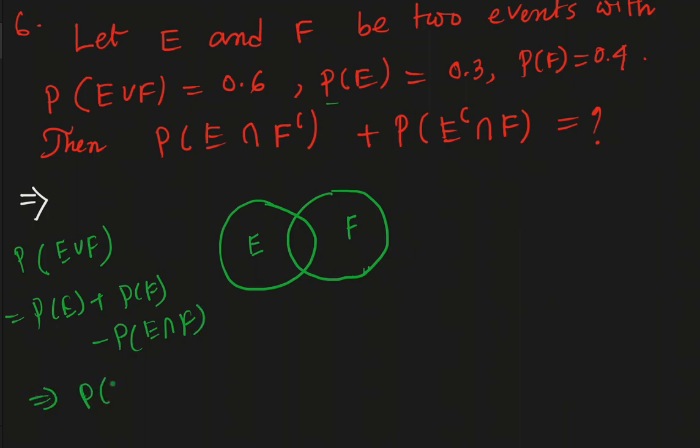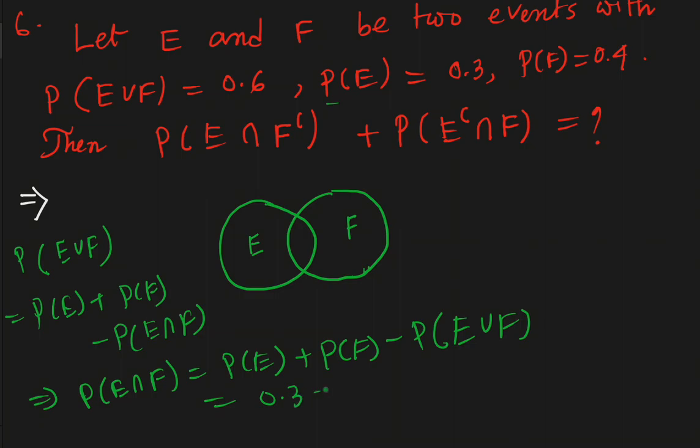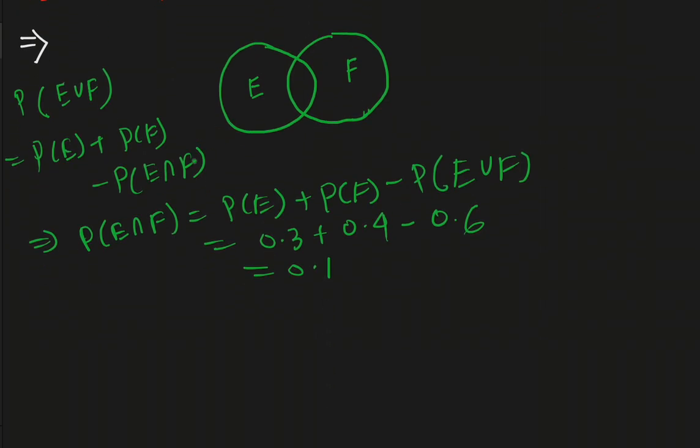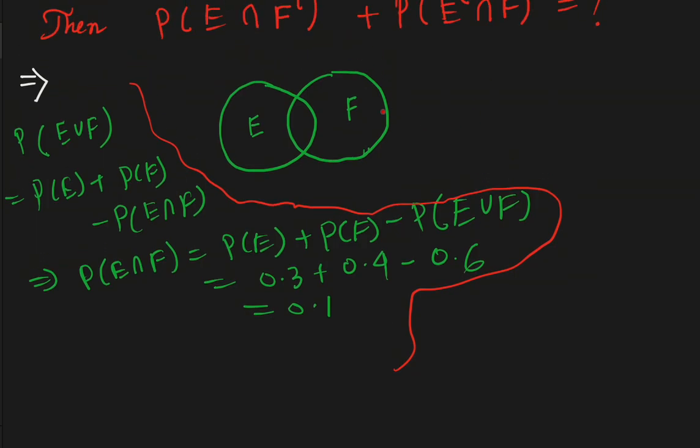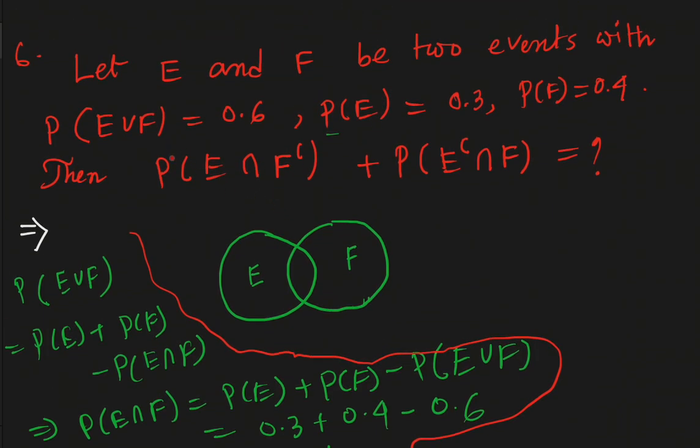What is the value of P(E intersection F)? It will be P(E) + P(F) - P(E union F), which is 0.3 plus 0.4 minus 0.6, which is 0.1. So that means there is some intersection, and the intersection value is 0.1. Let me use the Venn diagram to see what E intersection F complement will look like.